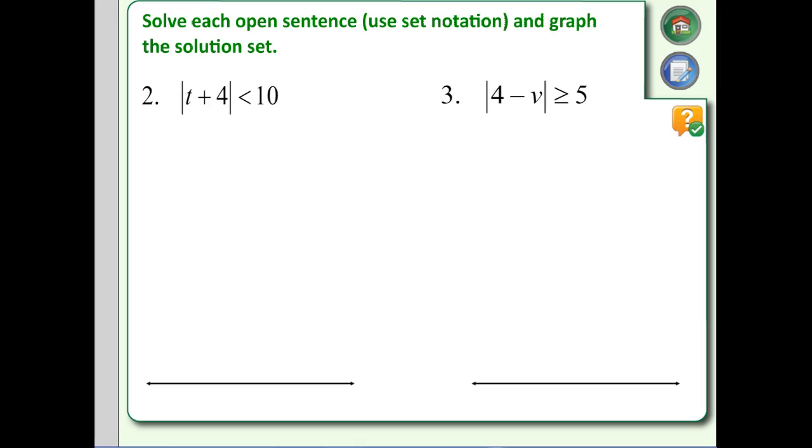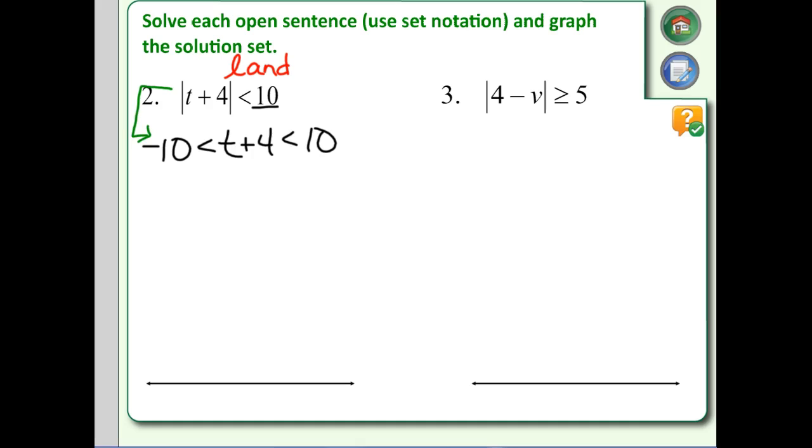Now, let's see what happens on scenario number 2. If you look at number 2, we've got less than. Well, remember, we said if it's less than, we're going to treat it like an "and." Our clue word was "land." Now, how are we going to take this and make it look like an "and"? Well, we're going to take the answer and make it negative and flip it out in front. Negative 10 is less than t plus 4 is less than 10. So we've got to take that equation and rewrite it to look like this to get our two answers.